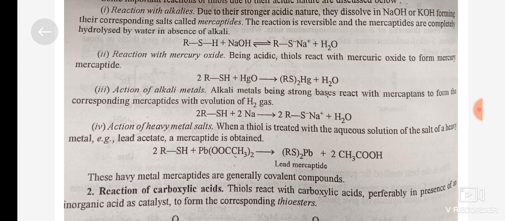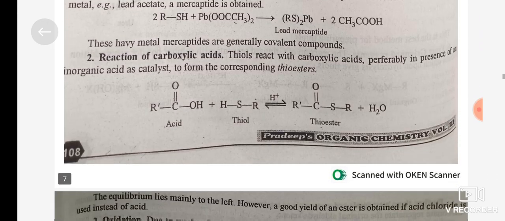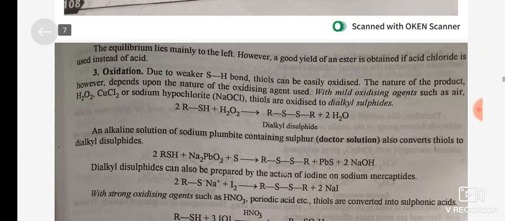Second, reaction with carboxylic acid. Thiols react with carboxylic acids, preferably in the presence of an inorganic acid as catalyst, to form the corresponding thioesters. The equilibrium lies mainly to the left. However, a good yield of the thioester is obtained if acid chloride is used instead of an acid.